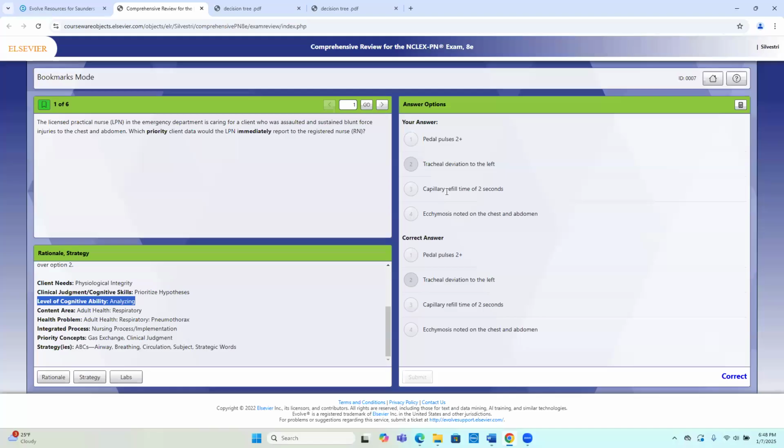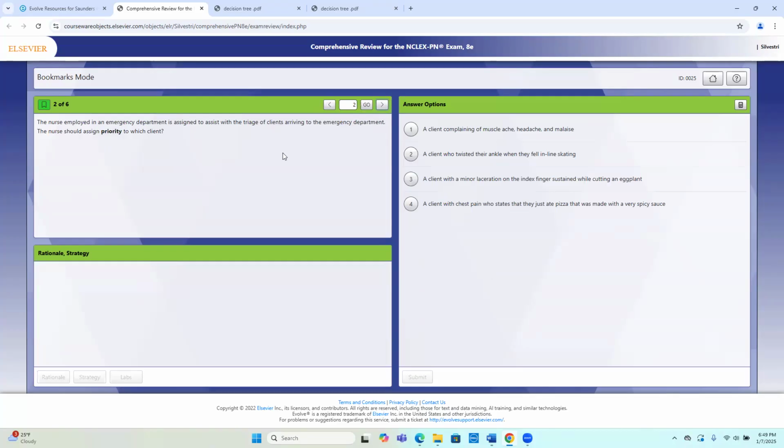Also, we said that our STEM was going to match our answer choice. So priority data for blunt force trauma is going to be tracheal deviation. That's going to be the first thing that we do. That's the reason why it matches. That's the reason why it's the right answer choice. Okay. Let's go on to another one.